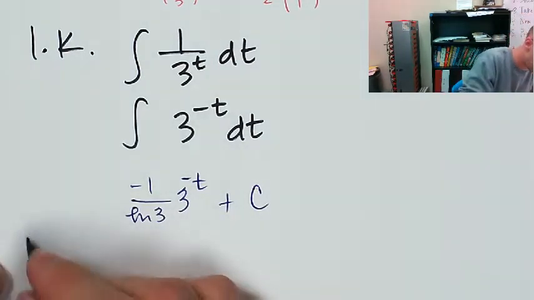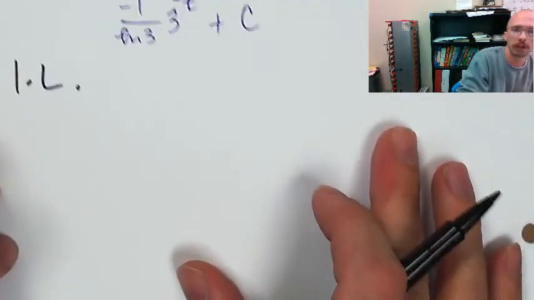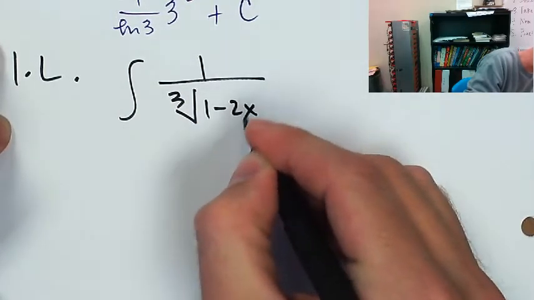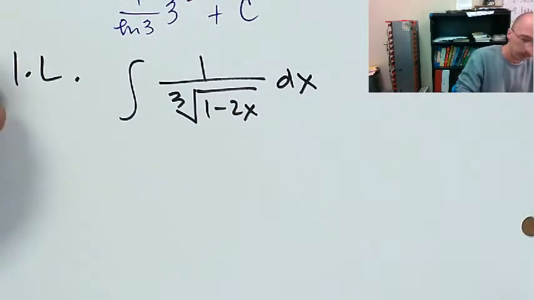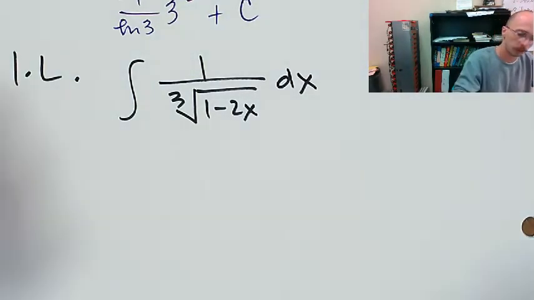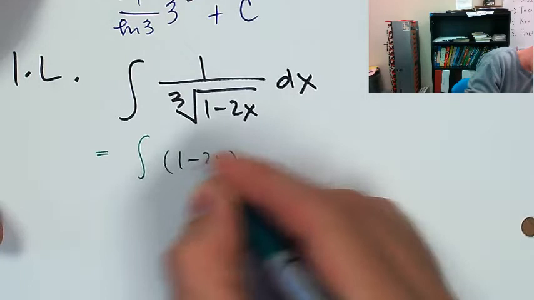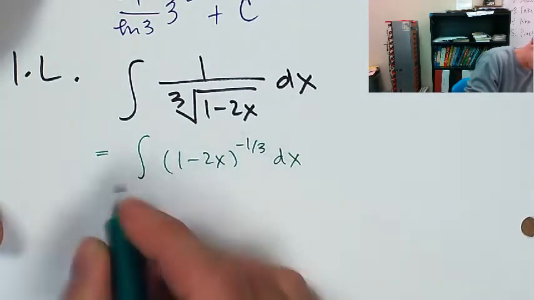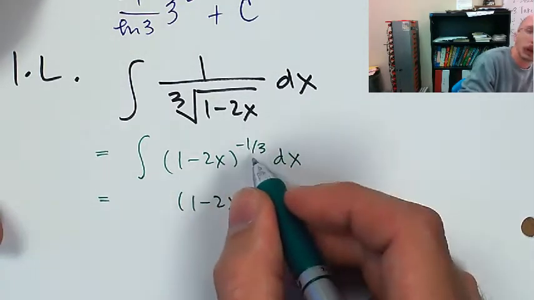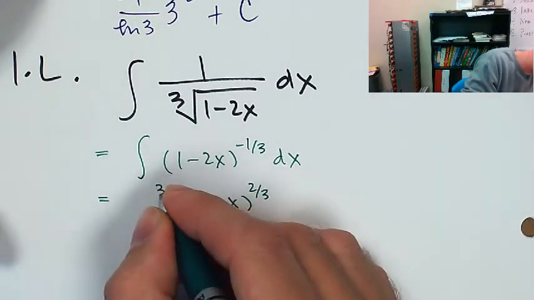Okay, the last one for this problem set is 1 over the cubed root of 1 minus 2x, just the antiderivative. And I think this is a good one. Back to green, I suppose. And I'm going to rewrite as a power. 1 minus 2x to the negative 1/3 power. And that's going to be, I'm going to add 1 to the power. Negative 1/3 plus 1 is going to be positive 2/3, divide by 2/3.